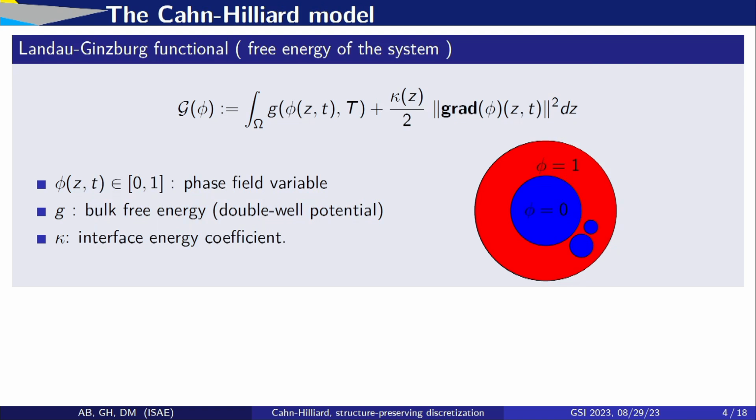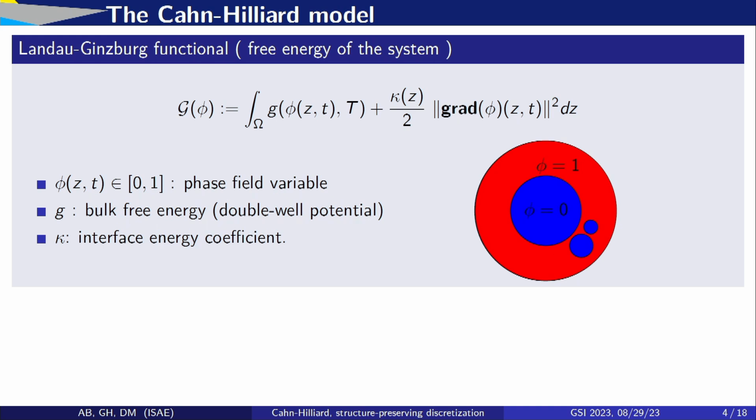So the Cahn Hilliard model. We have a so-called phase variable, which is by convention between 0 and 1. And we are going to say that, for instance, when phi is equal to 0, we have pure water. And when phi is equal to 1, we have salt which is saturated in water, for instance.